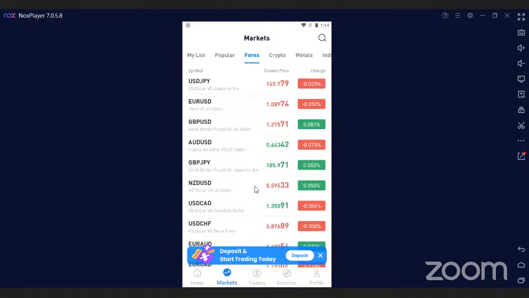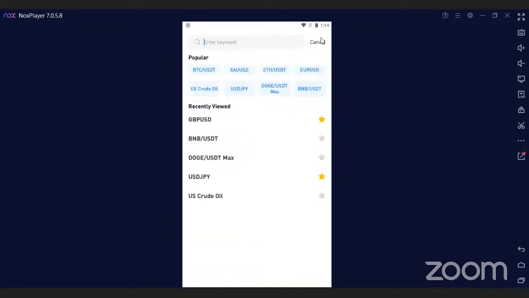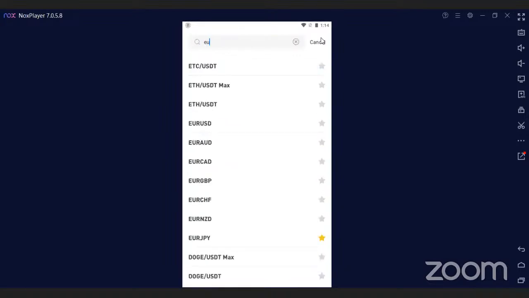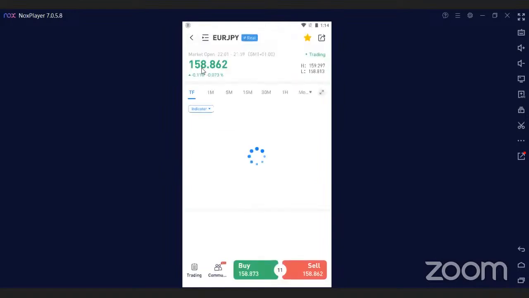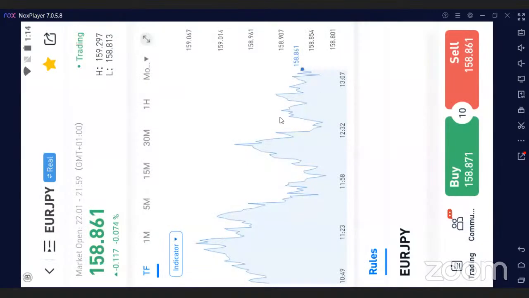So now let's go to the market that we just placed a pending order on. Like I said, if you can't find your pair, just come to this search here and search the name. So our pair is Euro JPY. Now I click on it and it's going to take me straight to the market. Now I want to place my screen on the vertical so that I can see my chart much better.